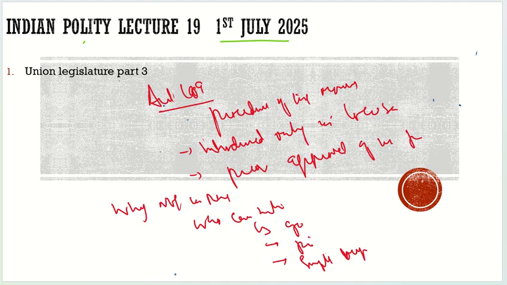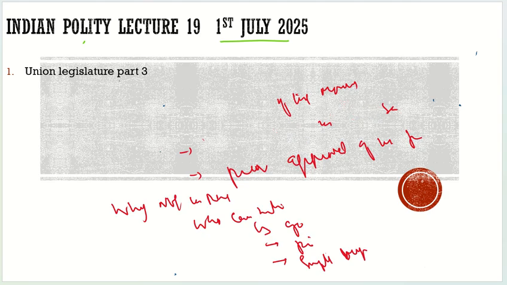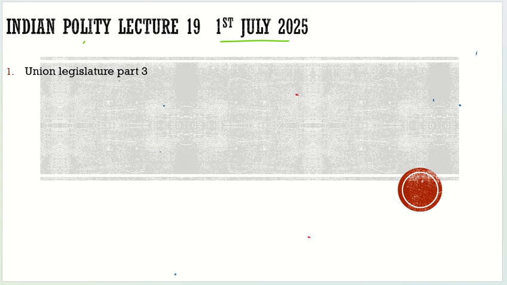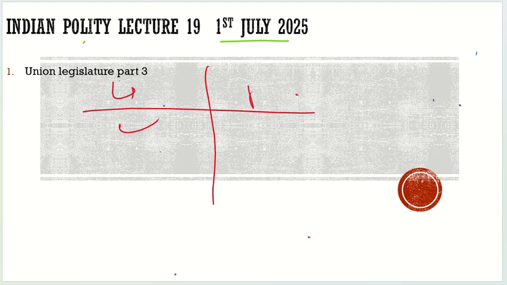So what will happen with respect to money bill? What is the function of the Rajya Sabha? How does Rajya Sabha respond to it? That we need to know. With respect to the money bill, Rajya Sabha is very much inferior to the Lok Sabha. Suppose Lok Sabha passes the money bill, Rajya Sabha cannot reject it. They cannot amend it. They can only stay on it for 14 days. After that, it will be deemed that the bill has been passed by the Rajya Sabha too.